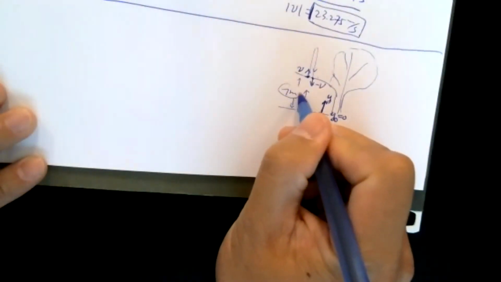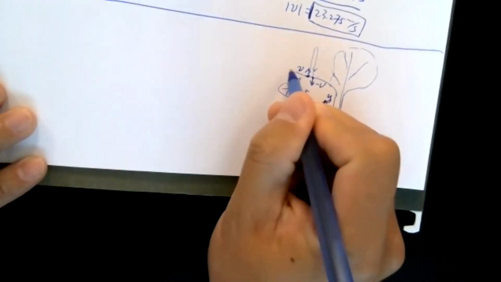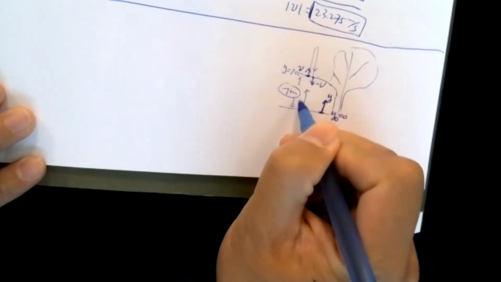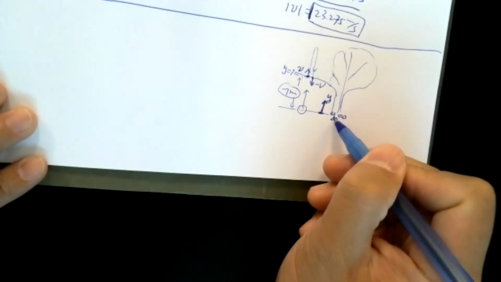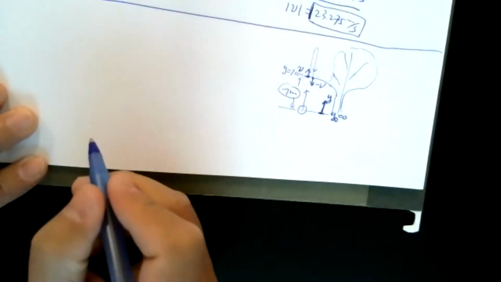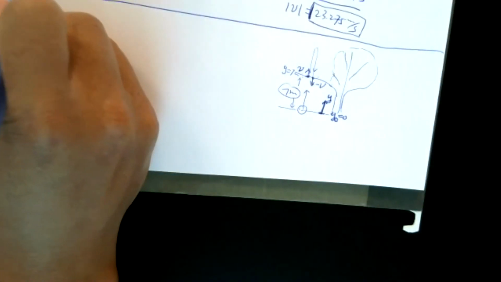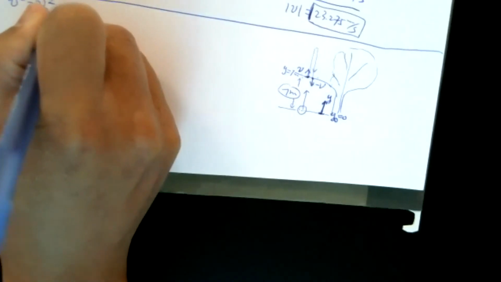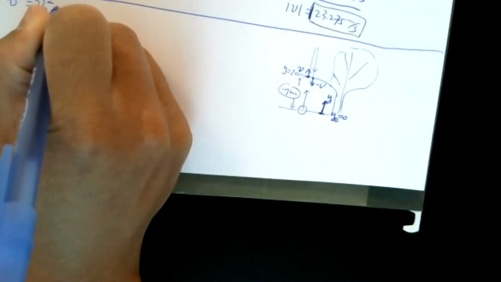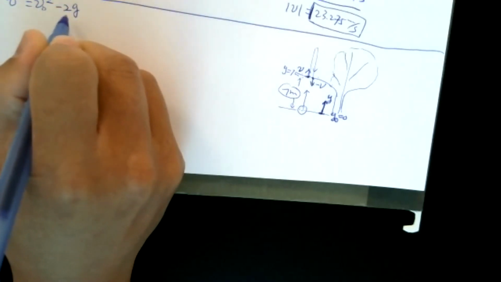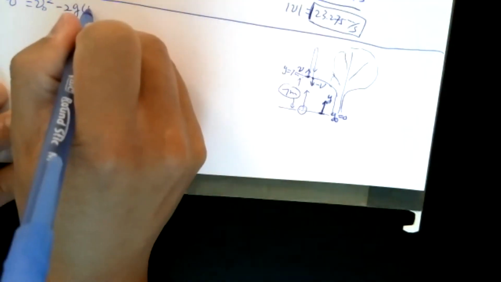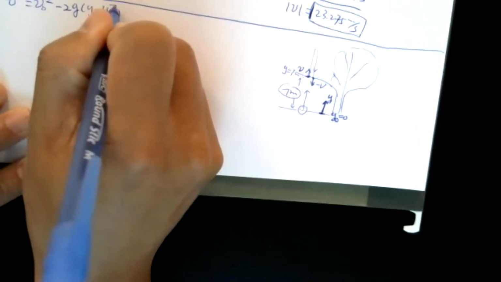Because this is 7 meters, from here to here, this is your final y equal to 7 meters for this part of the journey, and then we start with y zero equal to zero, okay? So then you probably can use the last equation, v squared equals v zero squared plus 2a. Now I'm going to just do minus 2g because a is equal to minus g, okay? Times y minus y zero. So then this goes to zero.